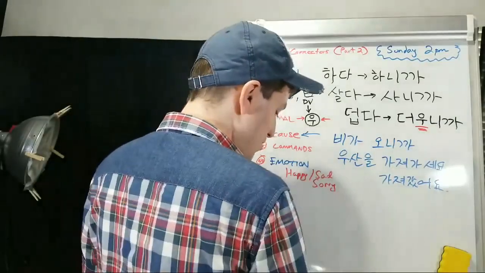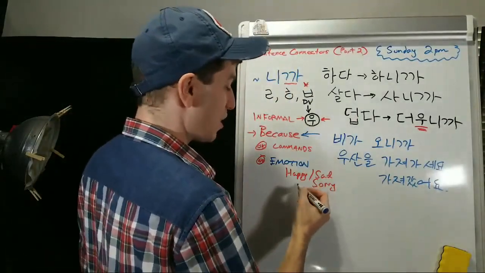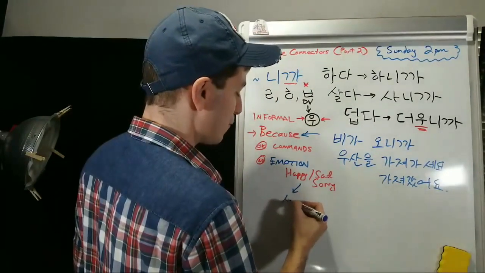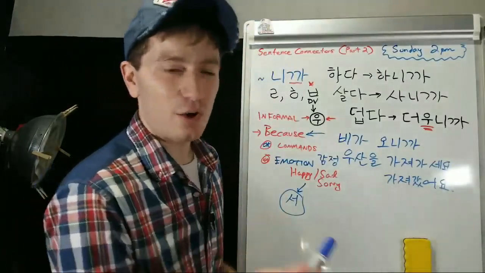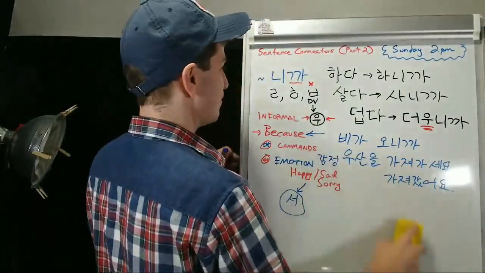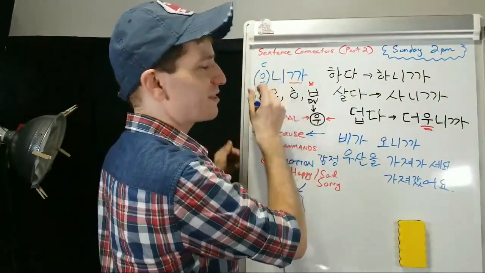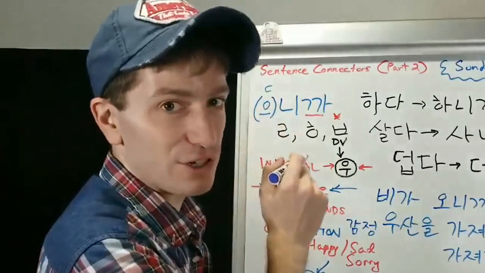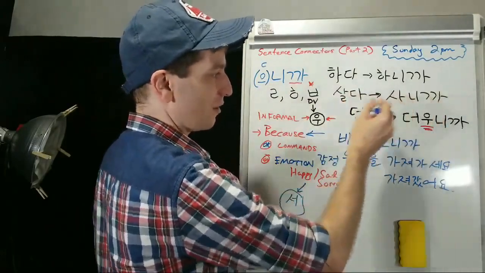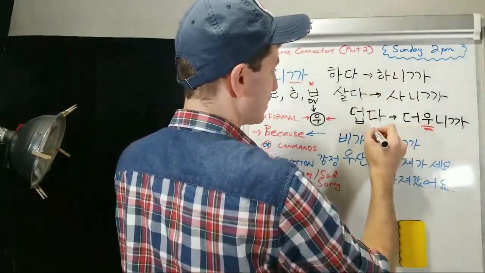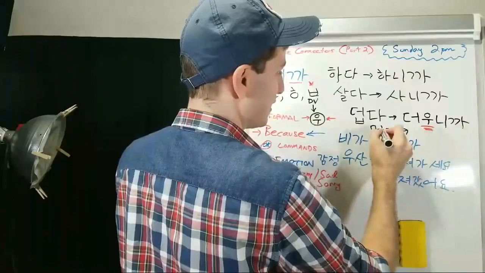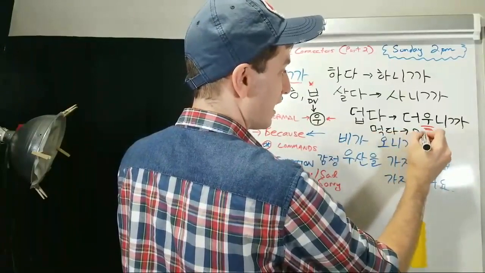In order to use this with happy, sad, or sorry, we have to go back to use our 서 form. Sorry, I left out one conjugation rule. I feel really dumb. If it's after a consonant, you have to add 으니까, and just 니까 after a vowel. But if you had a verb like 먹다, to eat, 먹다 ends in a ㄱ, so it's 먹으니까.